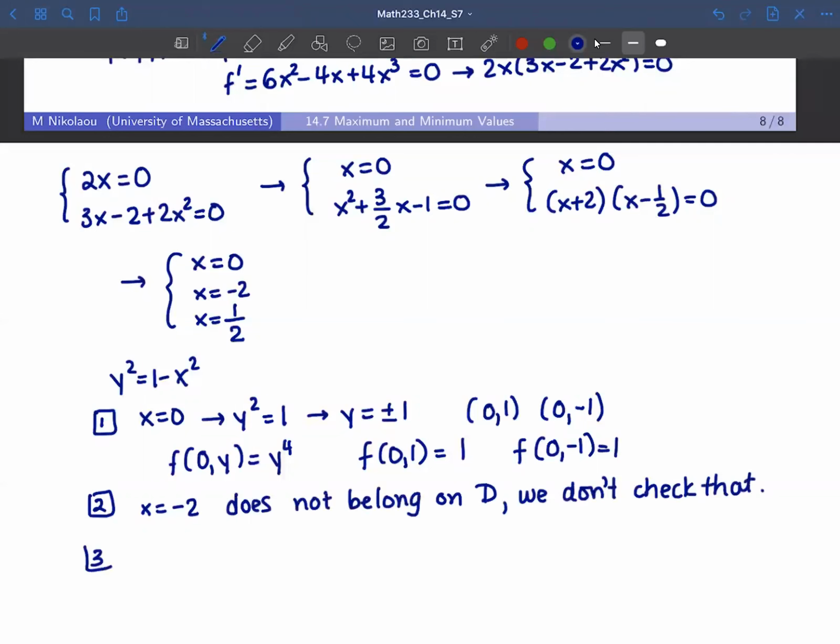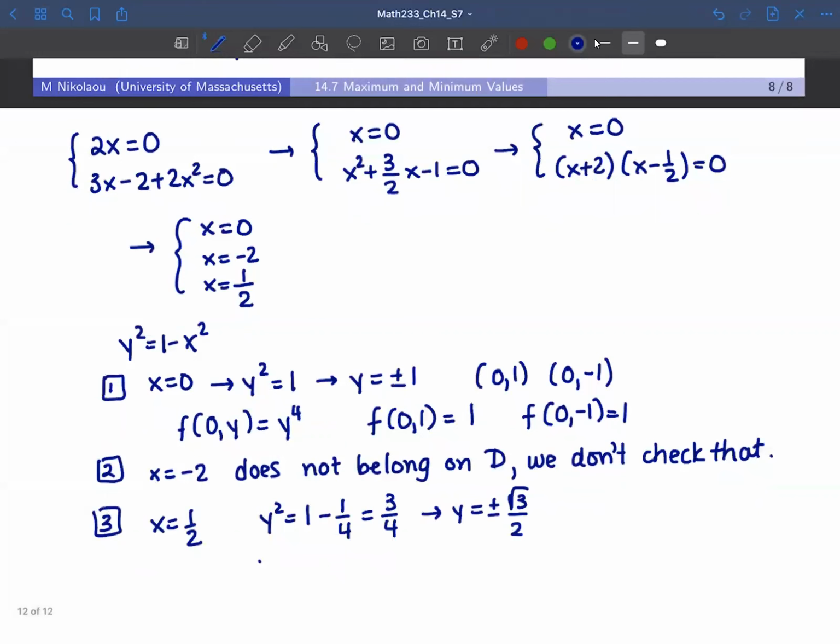Now, how about for x equals 1/2? In that case, y squared will be 1 minus 1/4, so it would be 3/4. So y would be equal to either plus or minus the square root of 3 divided by 2.